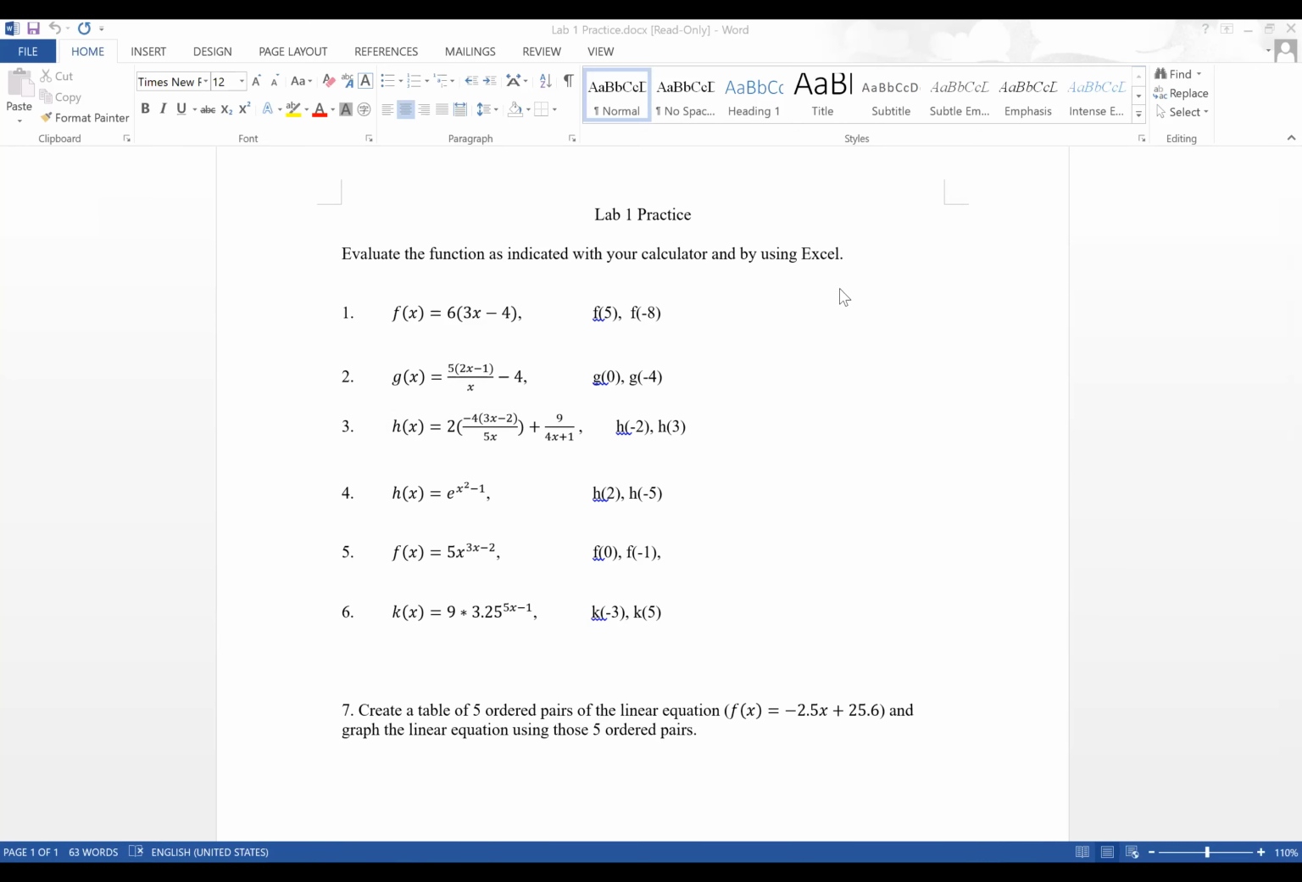How do we do the multiplication symbol in Excel? Okay, it's shift and then eight, at the same time. I was about to talk about that once she finished taking a screenshot.